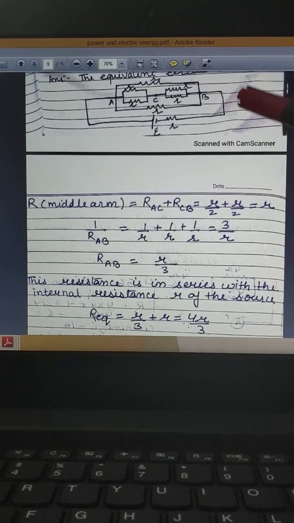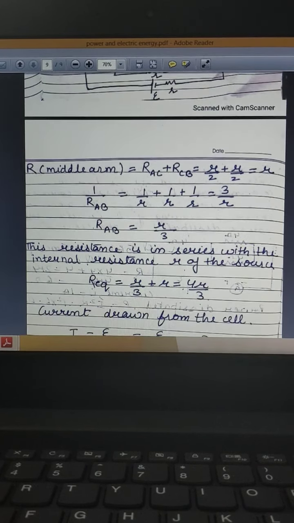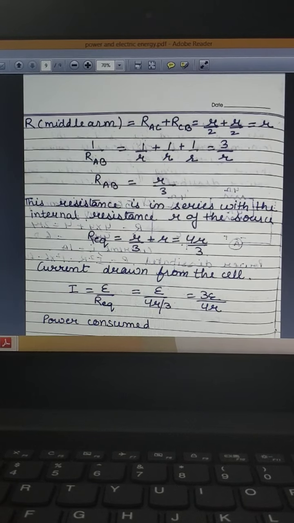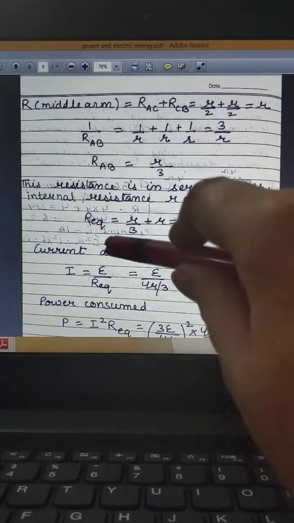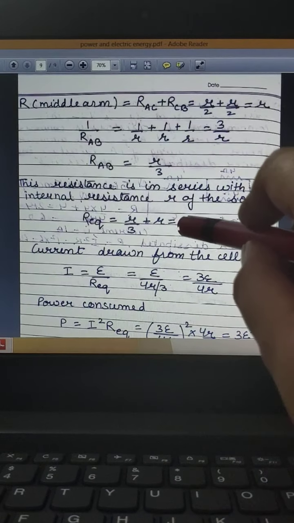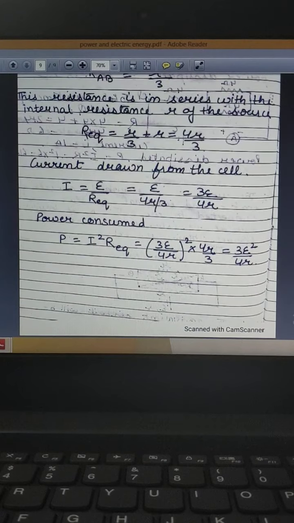Now this RAB is connected in series to this R. So we will consider this R also. We are not going to just ignore it because it is given to us in the question. So the total resistance, the R equivalent, of the circuit will be 4R upon 3. Then we find out the current and then we find out the power.